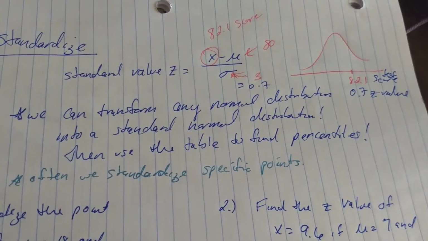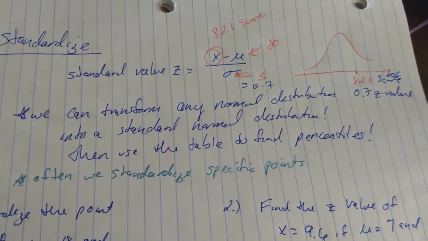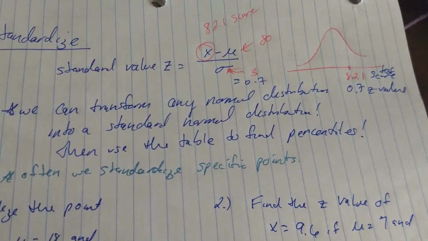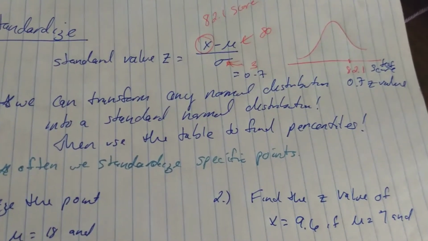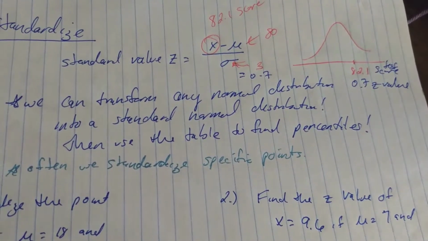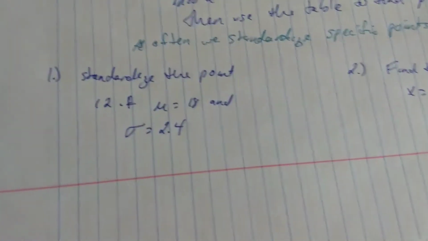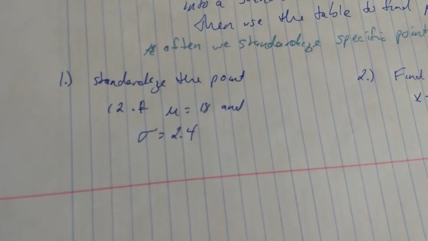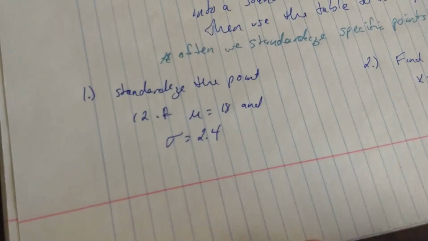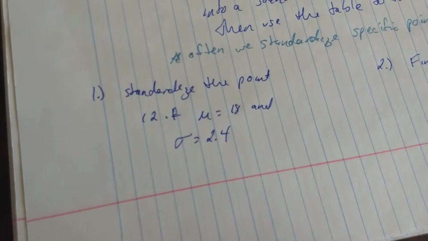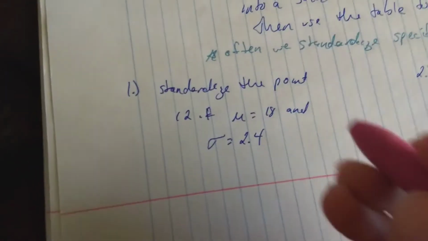All right, now the good news is we can take any normal distribution and do this transformation with specific values so that we can figure out what the z-value is. After we figure out all the z-values, we'll find percentiles, and we'll do that in a new video. Here we're just going to go through a couple of examples. Standardize the point 12 if mu is equal to 18 and sigma is equal to 2.4.